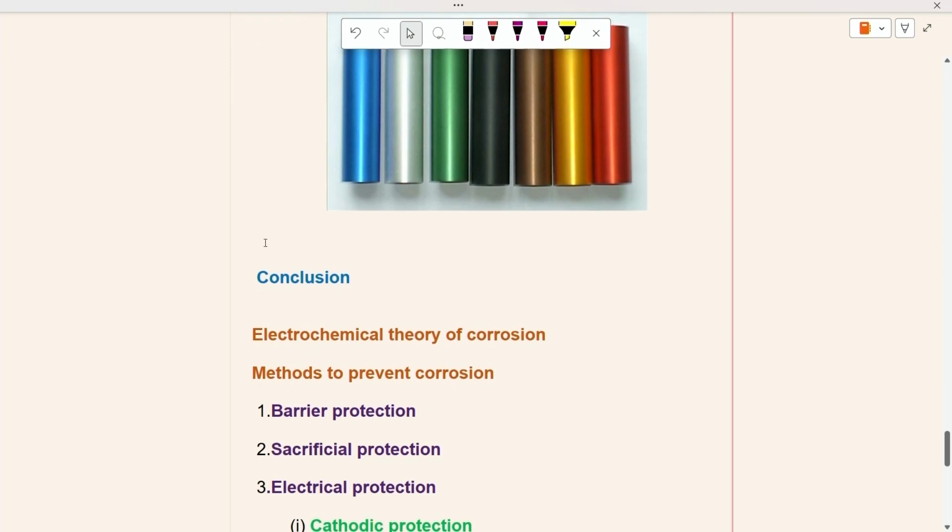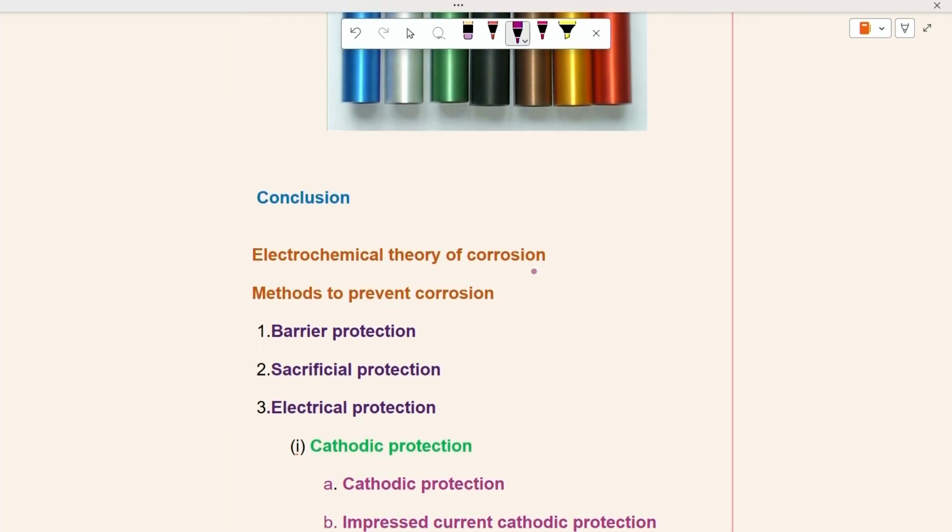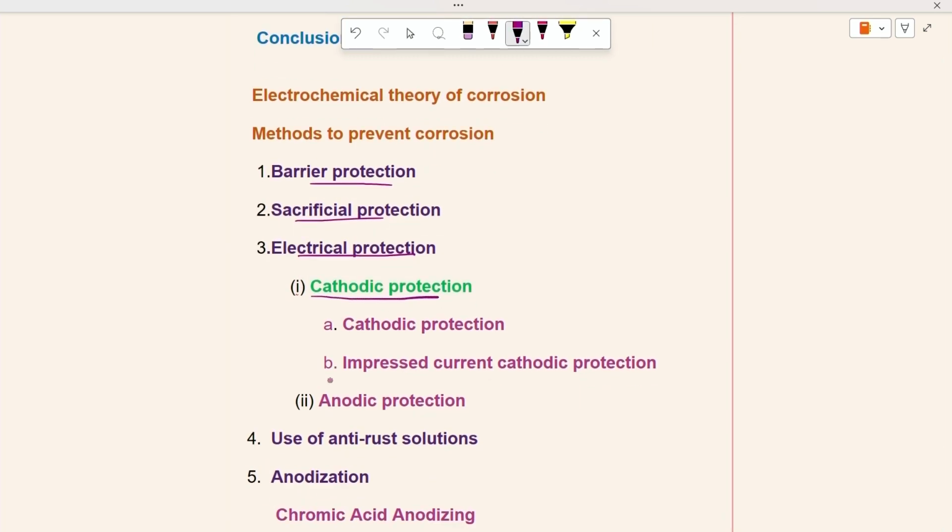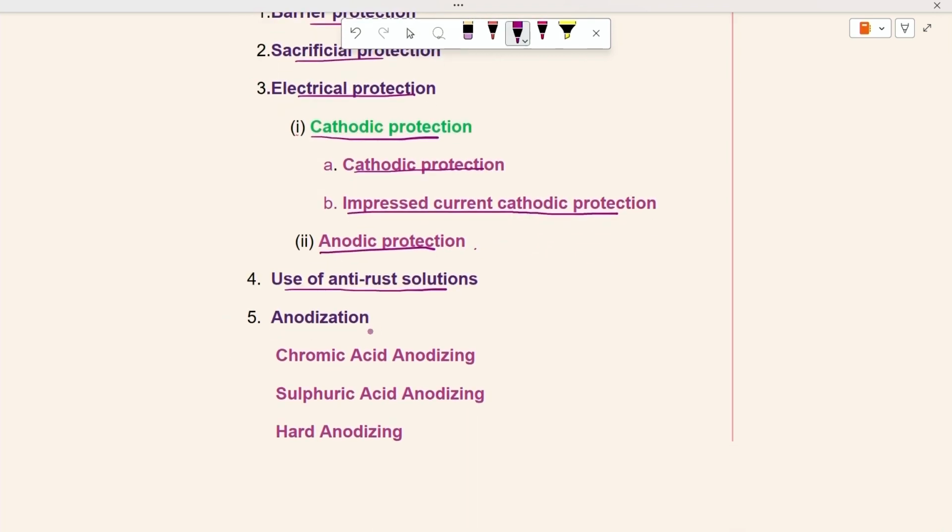Now, let us conclude this session. We have been dealing with the electrochemical theory of corrosion and methods to prevent corrosion like barrier protection, sacrificial protection, and electrical protection. In electrical protection, you have seen cathodic protection and anodic protection. In cathodic protection, you have simple cathodic protection and impressed current cathodic protection. Anodic protection, of course, is the impressed current anodic protection alone. Then there is the anti-rust solution, mainly for iron, and anodization is mainly for aluminum and its alloys. There we have seen chromic acid anodization, sulfuric acid anodization, and hard anodization. So, with that we finish this topic. Thank you.